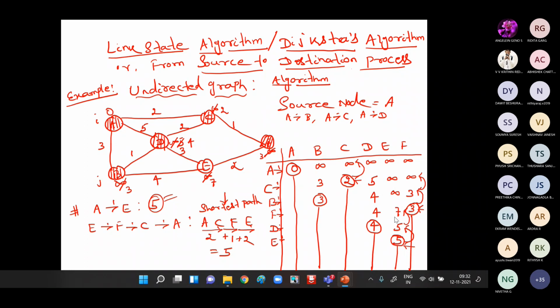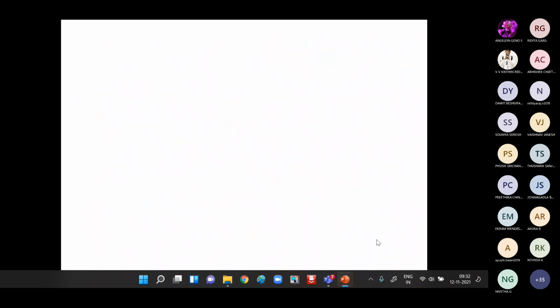Okay. Then next example, this one with a directed graph. We are going to find an example with a directed graph, guys. So what is the meaning of directed graph? The arrow marks are mentioned. The example of link state with a directed graph.